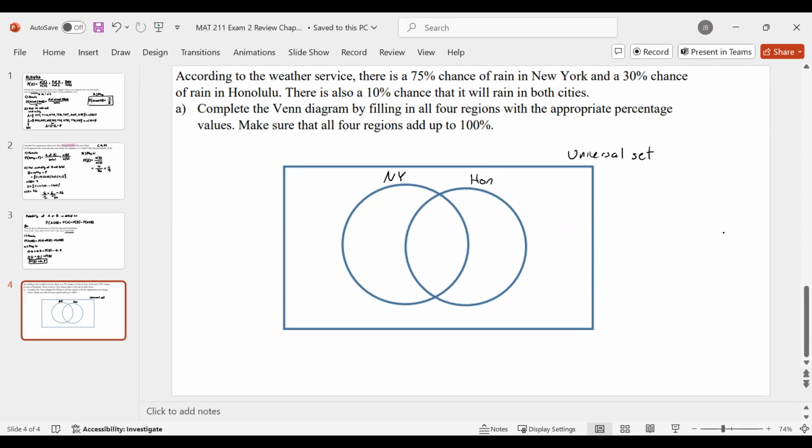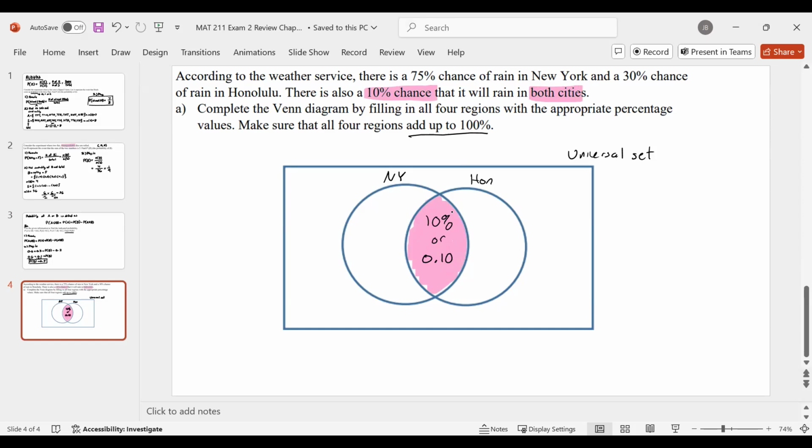And then from there, we start to fill out some information, right? And so I always recommend, and they even tell you it has to add up to 100%, so always work inside out. What value do they both share? Well, they say right here, there is a 10% chance that it will rain in both cities. So that's going to be this region right here. That's going to be 10%. You can write it as 10% or 0.10.